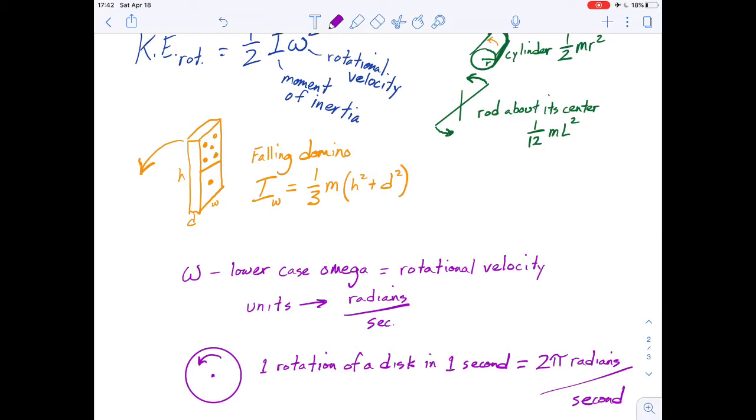For a domino that's falling over, it's only going to rotate 1/4 of a whole circle. Make sense? So 1/4 times 2 pi equals 1/2 pi radians in whatever amount of time it takes to fall over.